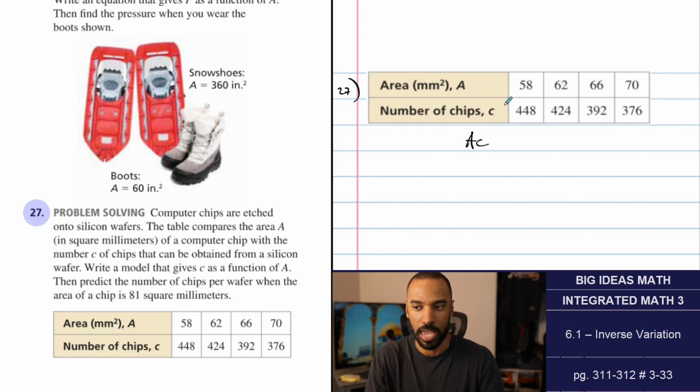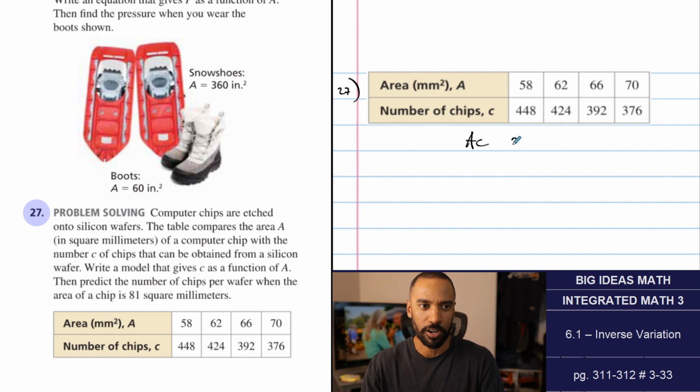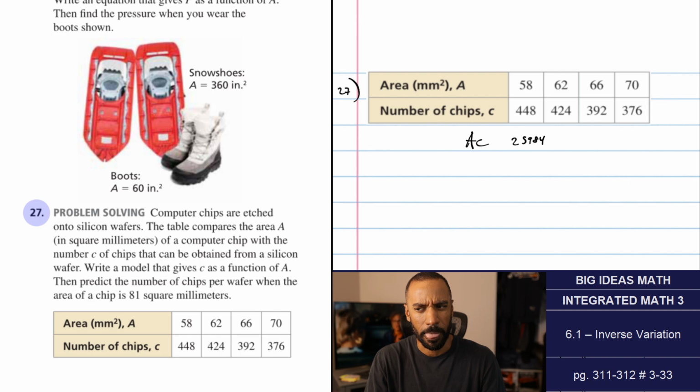Now, they should all be the same when they're saying write an equation, write a model. I'm hoping that 58 times 448, and I need to write this number, 25984, is going to be the same as all of these ones. And suddenly, I don't think they are. 62 times 424 would end in an 8, wouldn't it? Well, that's a different number.